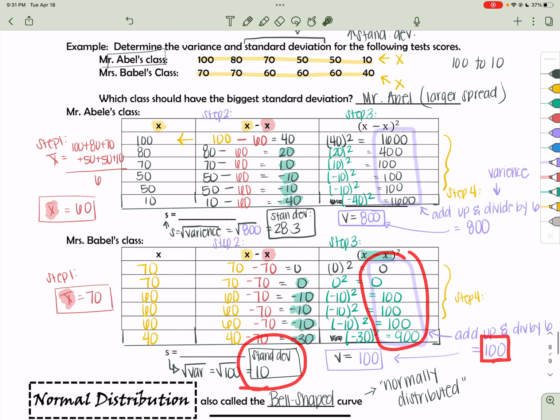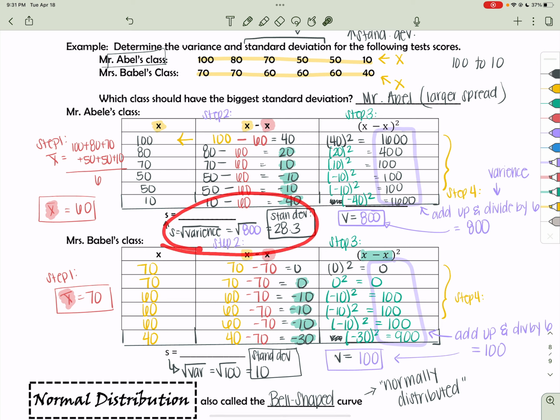So just like we expected, Mr. Abel's class has a higher standard deviation than Mr. Babel's class, because Mr. Babel's class, their grades are pretty close together. They only go from 40 to 70, whereas Mr. Abel's class, he had someone get a 100%, but also had someone get a 10%.